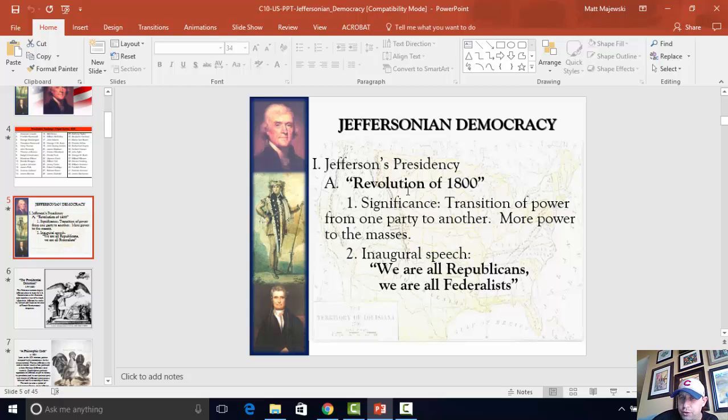That doesn't happen. The Revolution of 1800 is really just more of a term we use to describe this transition of power from one party to another. It's the first one in American history. More importantly, it's a transition from one party that technically represented the interests of the upper classes, the interests of the federal government, to one that represents the interests of the lower classes, the masses more. And so it's a real difference in how people think the government is going to be run.